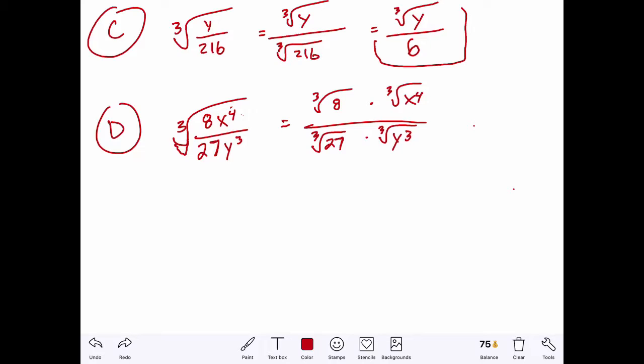Okay, let's do some simplifying. Well, the cube root of 8, that's 2. And with this cube root of x to the 4th, I can really write it as the cube root of x cubed times x. X cubed times x is x to the 4th. I just wrote it like that, so that when we simplify it, we'll see what's going on, okay? Okay, and then the cube root of 27 is 3. And the cube root of y cubed is just y. Notice one of those y's escapes.